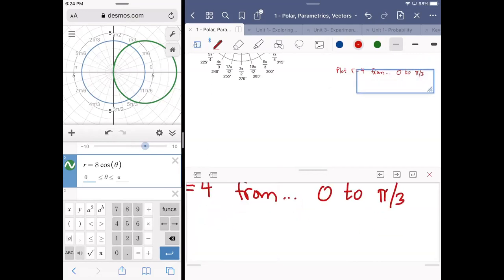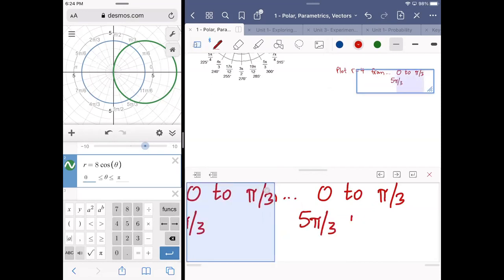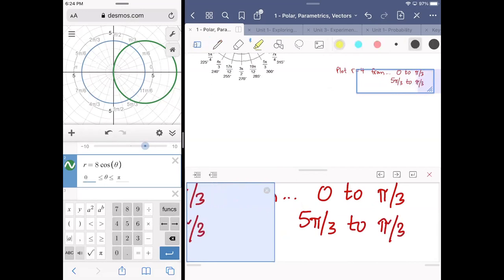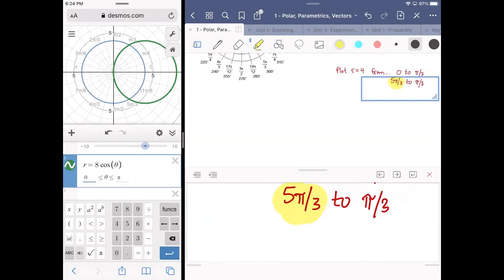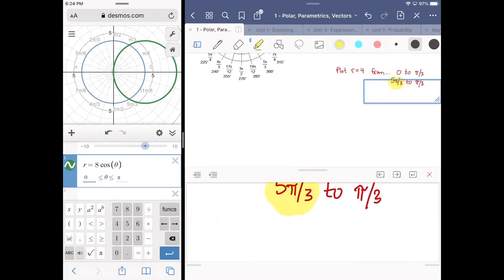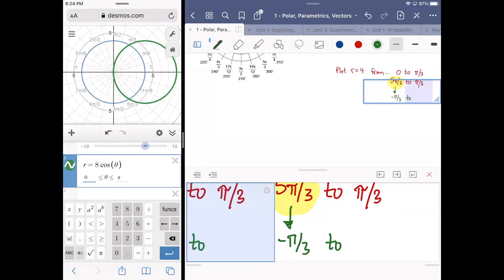I can go 5 pi over 3 to pi over 3. Now, I got to be careful with that. I'll highlight this. Logically, that would be an issue, because if you're creating an interval, you're not going to go from a larger value to a smaller value. So what we'd have to do is find the negative coterminal for this and call this instead, I would say, negative pi over 3 to pi over 3. So those are some possibilities.